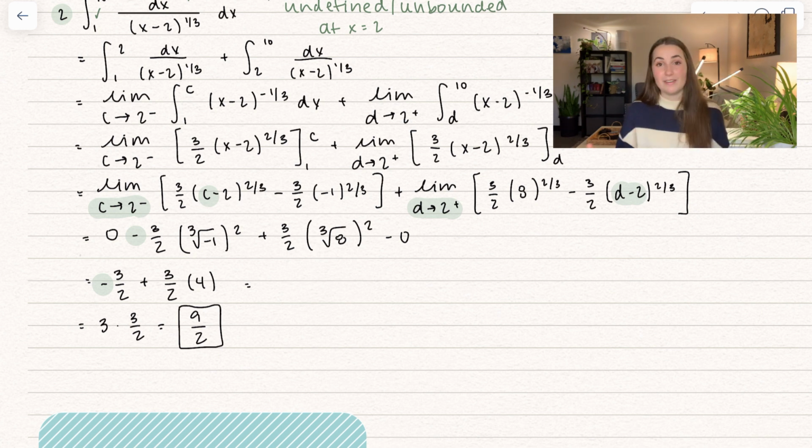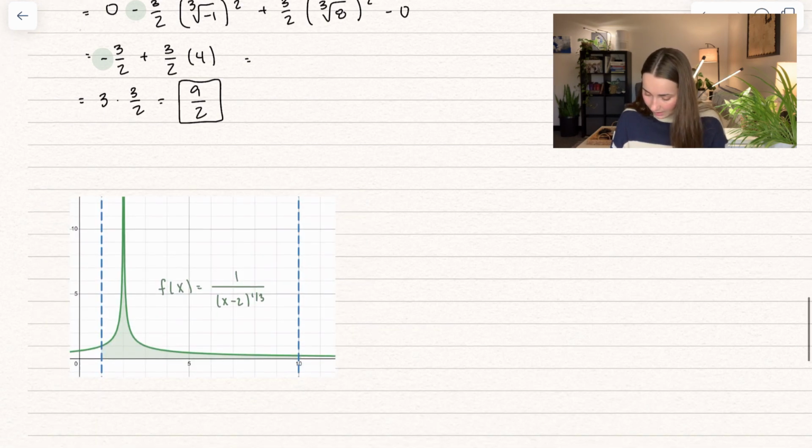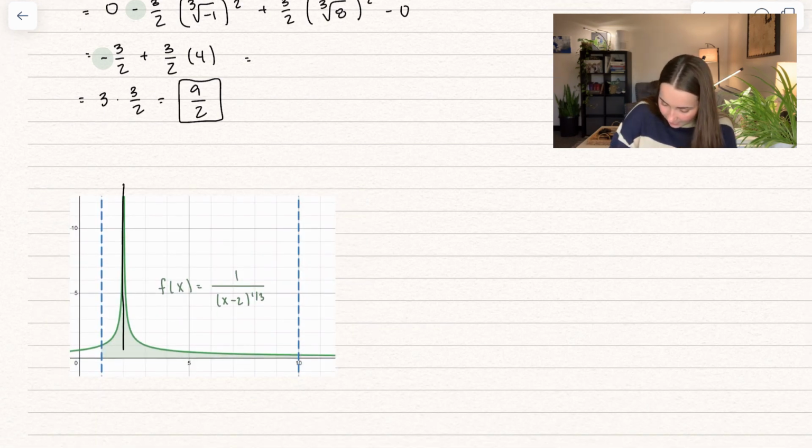So again, we got a finite area. So they don't all have to be infinite. They don't all have to be finite. So let's go and see what this looks like with the graph. We can see here we have that vertical asymptote at x is equal to 2, but our function gets so close to the vertical asymptote that it's not going to add any area anymore. And so we got this entire area that I highlighted in green is equal to 9 halves.